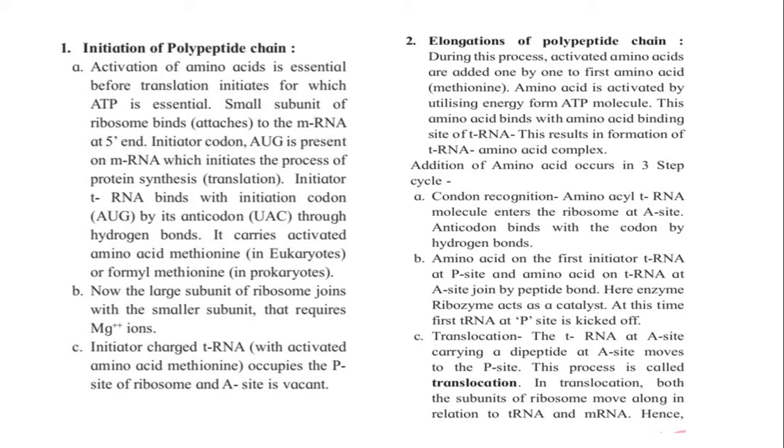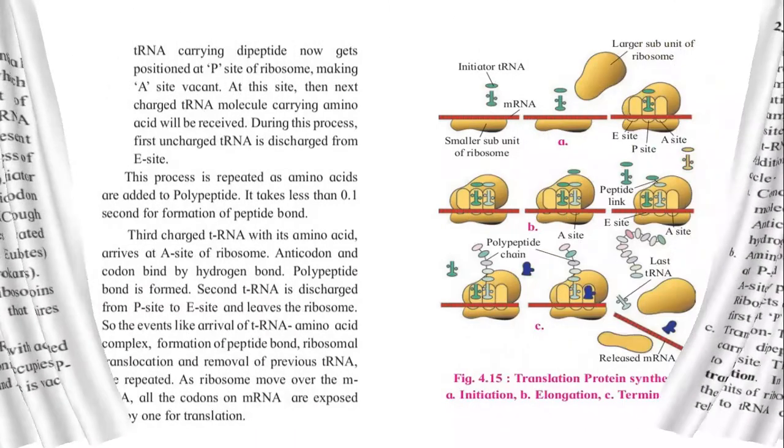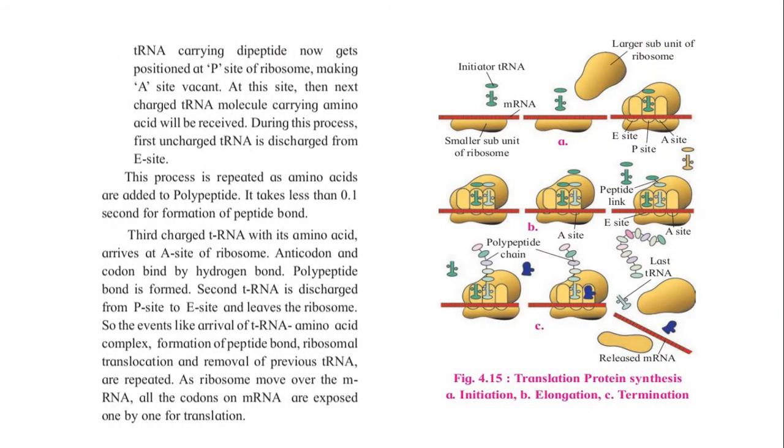Next, C. Translocation. The transfer RNA at the A site carrying a dipeptide moves to the P site. This process is called translocation. In translocation, both the subunits of the ribosome move in relation to transfer RNA and mRNA. Hence, the transfer RNA carrying the dipeptide now gets positioned at the P site of the ribosome, making the A site vacant.